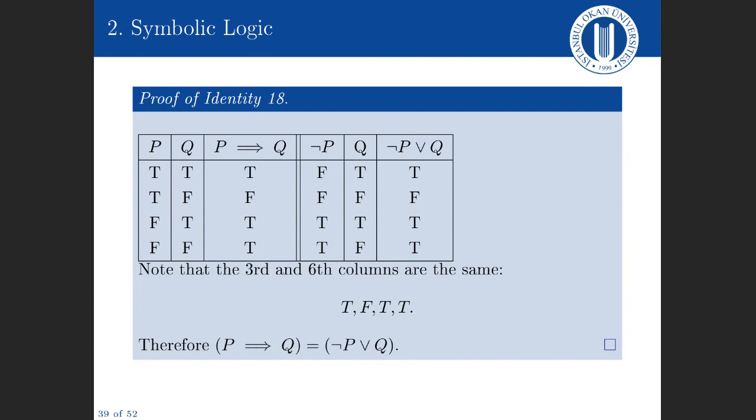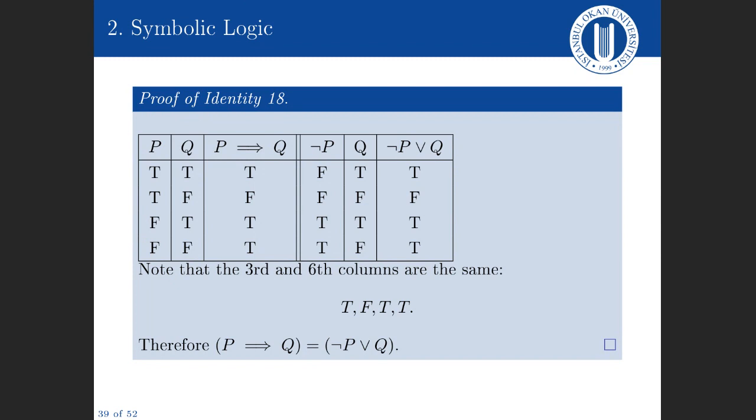We have P and Q, so we need 4 rows to our table. And we fill this in with all of the possibilities: true, true, true, false, false, true, and false, false. And then we need to fill in the rest of the table. We know that P implies Q from the previous slide is true, false, true, true.